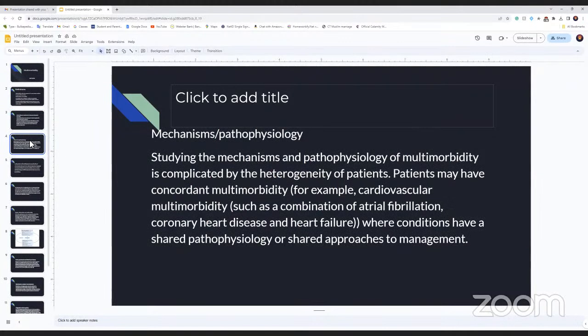Let's see the mechanism and pathophysiology regarding multimorbidity. Studying the mechanism and pathophysiology of multimorbidity is complicated by the heterogeneity of patients. Patients may have concurrent multimorbidities. For example, cardiovascular multimorbidities, such as a combination of atrial fibrillation, coronary heart disease, and heart failure, where conditions have a shared pathophysiology and also share approach and management.